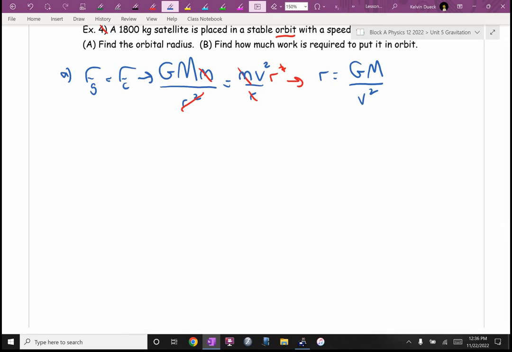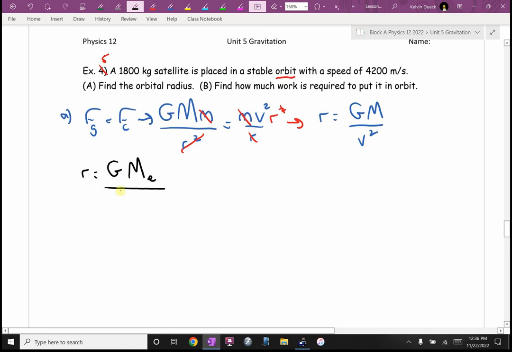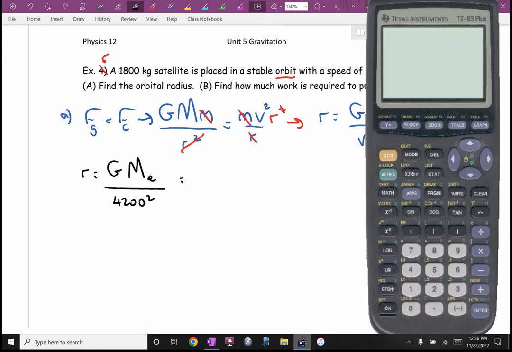Okay, let's type this in. Orbital radius is going to be big G. What's big G as a number? Okay, and then big M. Are we on the Earth or Moon? Doesn't say Moon, so we assume Earth. Divided by, and the speed was what? 4,200 squared? What's the orbital radius?